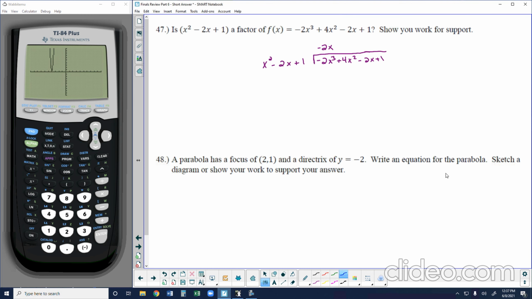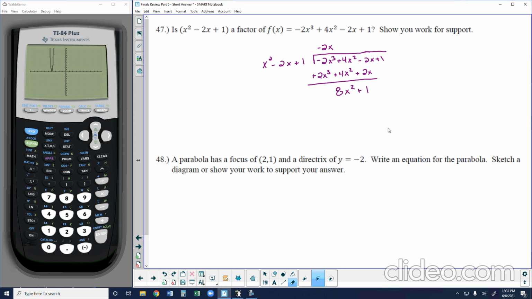Now I take this negative 2x and I distribute it to my divisor. Negative 2x times x squared is negative 2x cubed. I'm going to line that up underneath my dividend. Negative 2x times negative 2x would give me a negative 4x squared. Then negative 2x times 1 would give me negative 2x. Now remember, I subtract these terms from the dividend, so I'm going to change all the signs here. The 2x cubes would cancel out. That's a good thing. And I'd be left with 8x squared. The 2x's would cancel out. So 8x squared plus 1.